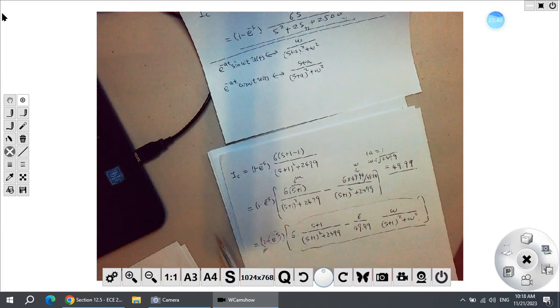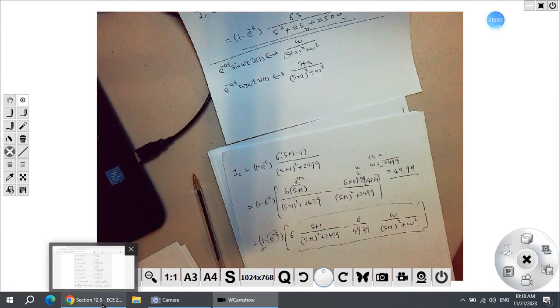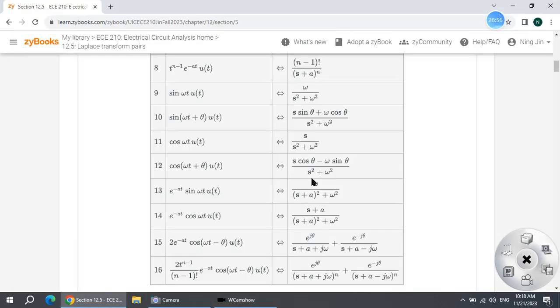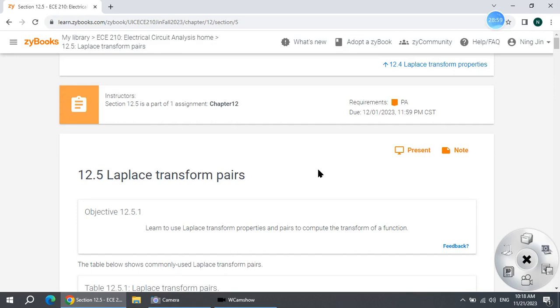What is e to the negative s? We can check. We have another table. We have two tables. That table will show us what will happen if I multiply by e to the negative s here. It's a Laplace transform property.